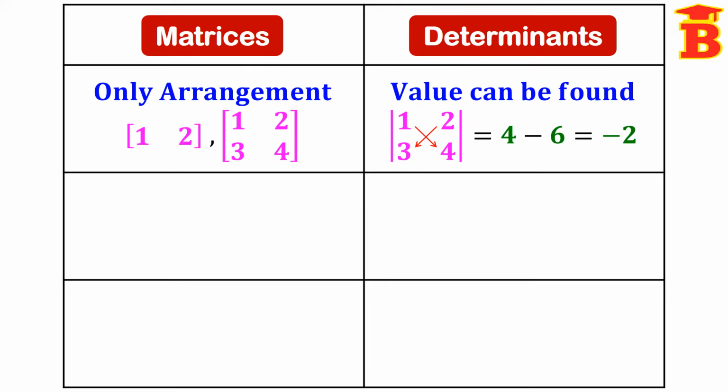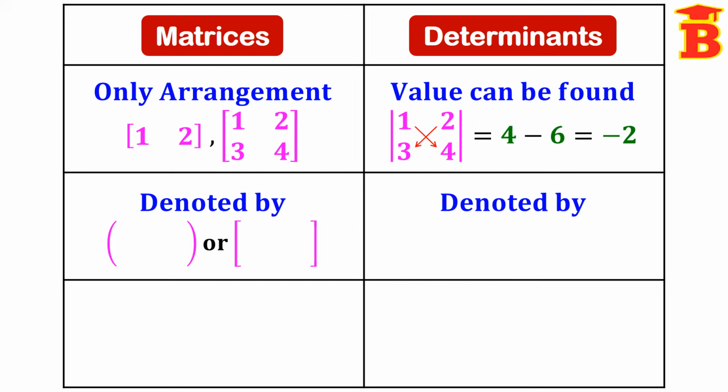Next, second point, the matrices are denoted by using either this bracket or this bracket. This matrix is denoted by using this bracket. Whereas the determinants are denoted by 2 bars. See this, these are 2 bars. So we have to take the numbers within the bars like this for denoting the determinant.